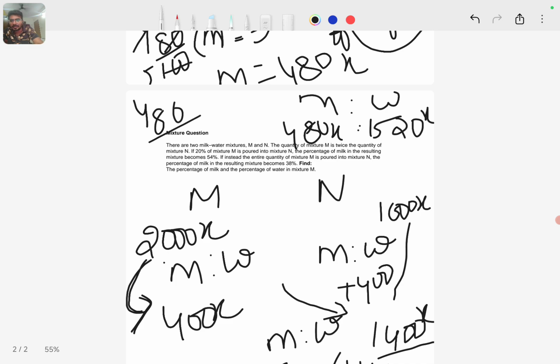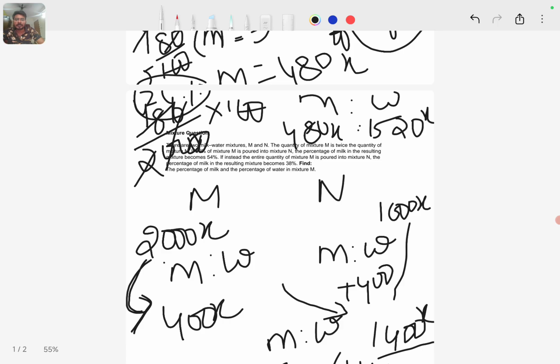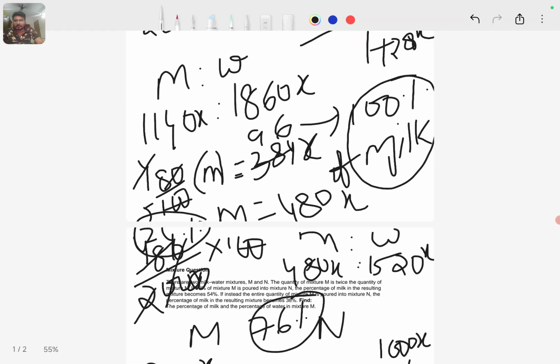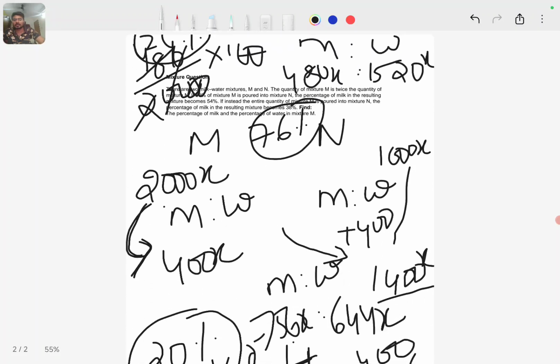480 is the milk out of 2000. Two zeros cancel, 0 cancels. 24 percentage of milk is there in M. If 24 percentage of milk is there, then we don't need to write 1520 by 2000 into 100. If milk is 24 percentage, then water is how much? 76 percentage.